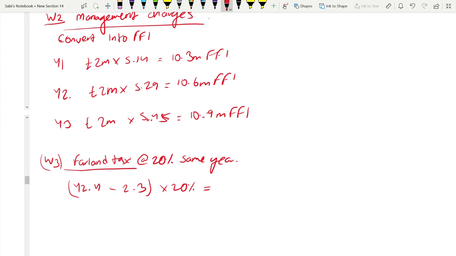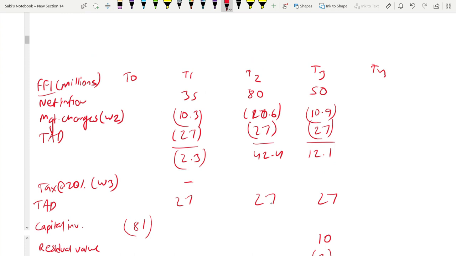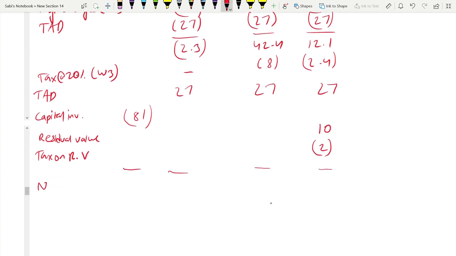How much? Which will be 8.02. It will be 8.02, but you can take as 8 million if you want to round up. Okay, so that's how we get 8 million as tax. There is no tax in year 0, sorry, year 1 and 8. And here in year 3, normally you can take 12.1 into 20%, which is 2.42. So you can take 2.4 and deduct it.